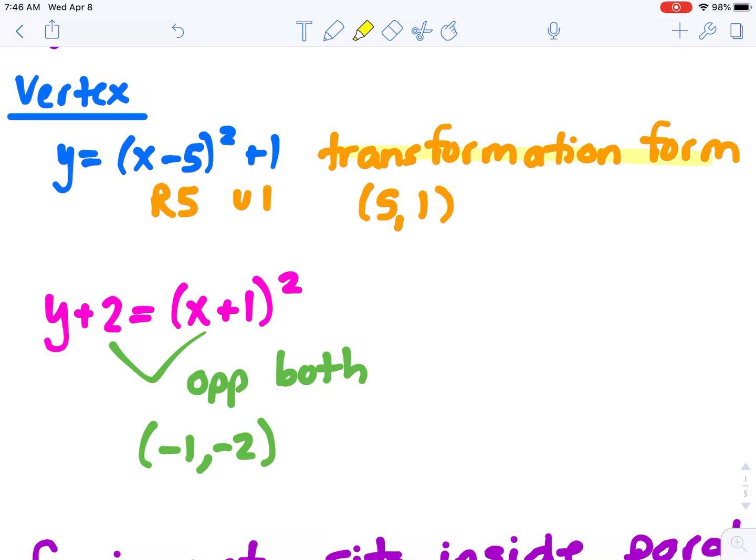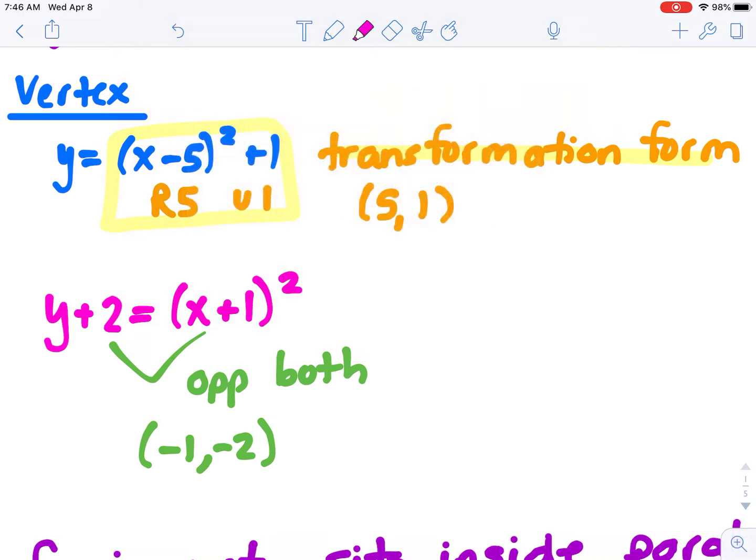If it's in transformation form, this would look more like right, left, up, down. And you're going to have them on the same side. If it has a minus inside, it is to the right. If it had a plus inside, it's to the left. Outside would be a plus is up and a minus is down. That is how we first started to learn about parabolas in our transformation form.